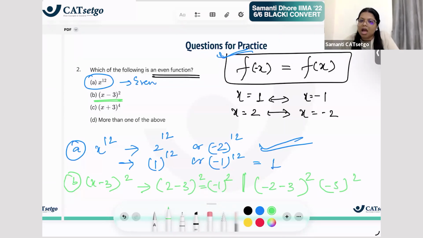Are these values same? Yes or no? Tell me on chat. No, they are not same. So is this an even function? No, it is not, because we need f of minus x and f of x as equal, right? Same goes for plus also.